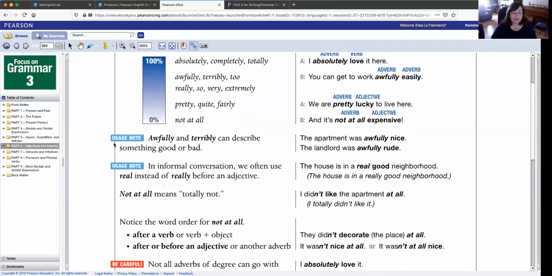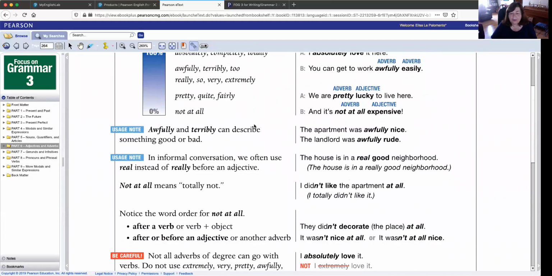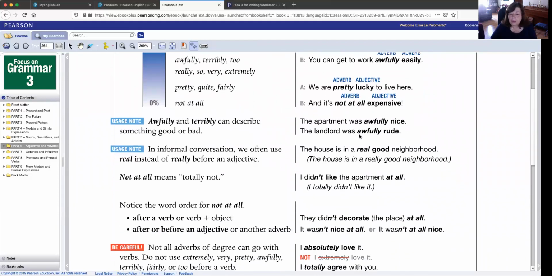And here in the usage note, it tells you that the words awfully and terribly can describe something good or bad. The apartment was awfully nice. The word awful means terrible, but when we use it as an adverb, awfully, it can describe something nice. The apartment was awfully nice. Or the landlord was awfully rude, okay. And this is bad, and this is good. Let's go to the next one.